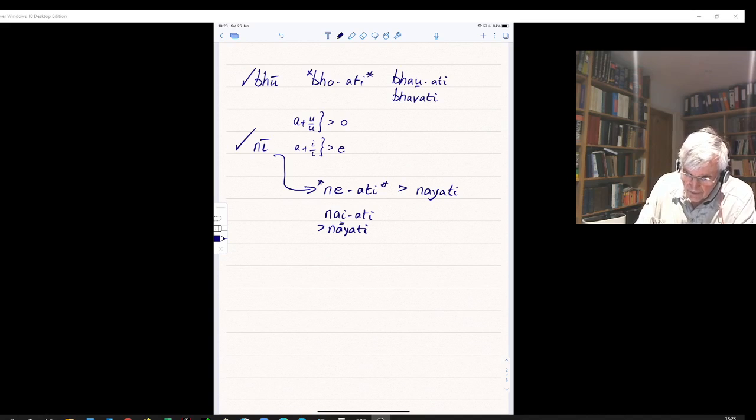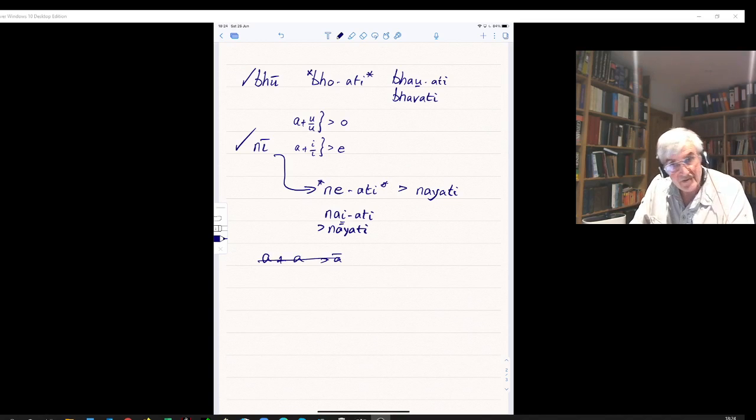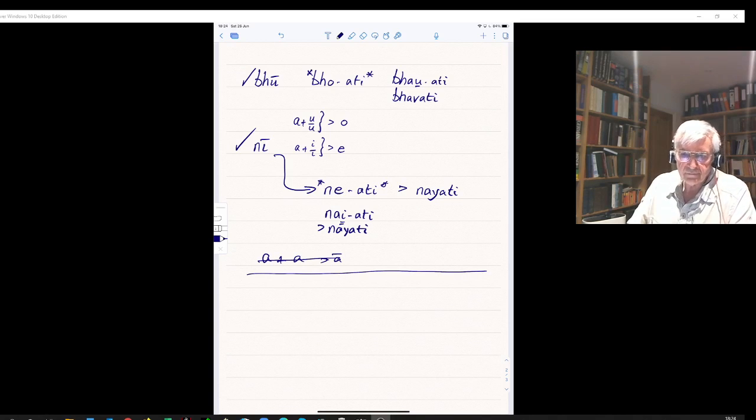Incidentally, does a have a guna? It is said that it is its own guna. So if you gunate short a it remains a. Okay, I hear you say if you put an a plus an a then it becomes a long a. Yes, in ordinary phonetics, in ordinary Sandhi it does. But for the purposes of guna, just the a is its own guna.